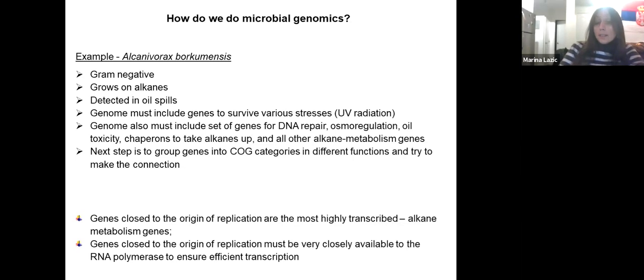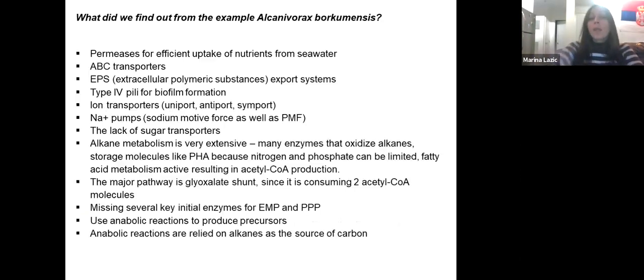What we will see is that when genes are close to the origin of replication, after we sequence a genome and figure out where the origin of replication is, we know that if genes are close to this origin, they must be highly transcribed. And if it lives on alkanes, probably alkane metabolism genes will be highly transcribed. Genes close to the origin of replication can be accessed very easily by RNA polymerase, so that's why they're so close. If they are far away from the origin of replication, they're not highly transcribed.